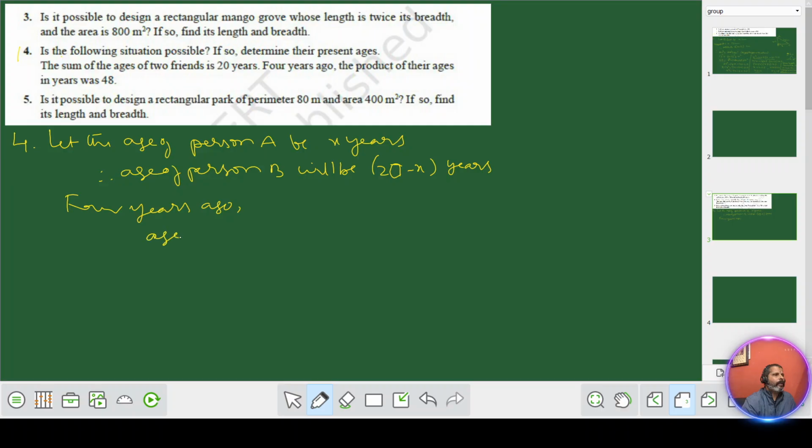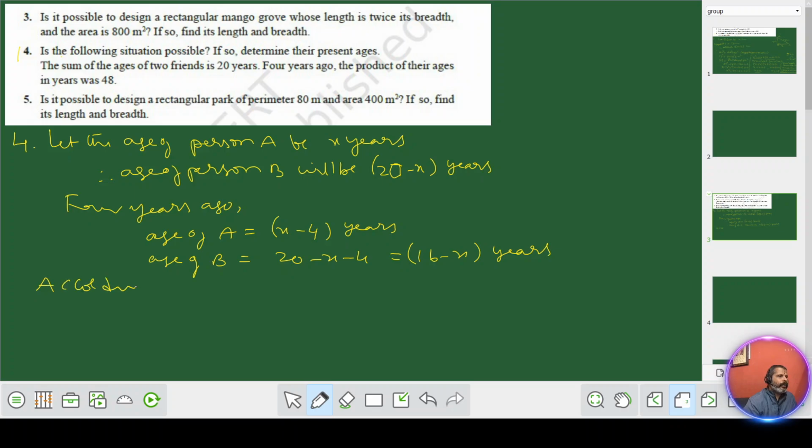4 years ago, age of A is x minus 4, because ago they told, right? Means before 4 years. So age of B will be 20 minus x minus 4, that is 16 minus x years. Now you write according to the given: x minus 4 into 16 minus x is 48. Clear? Open the bracket and solve and construct a quadratic equation. Try to solve that.